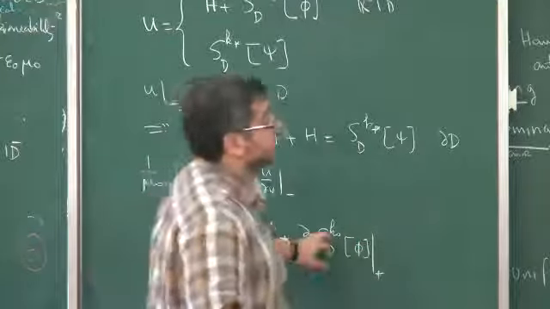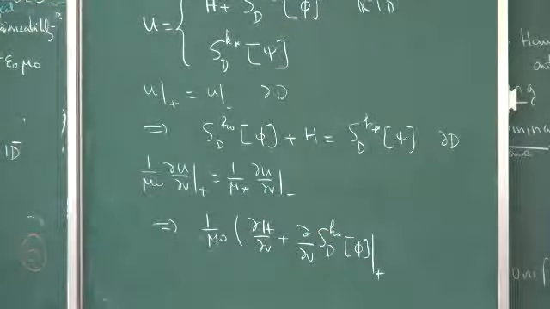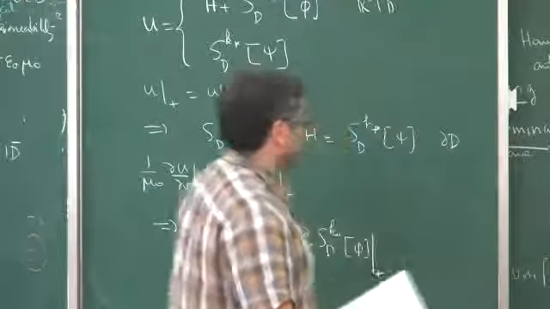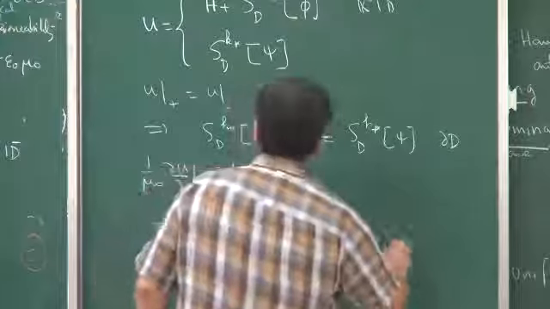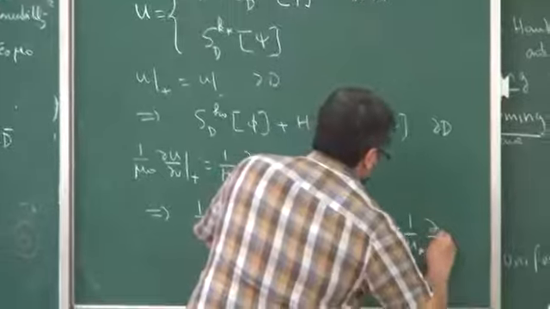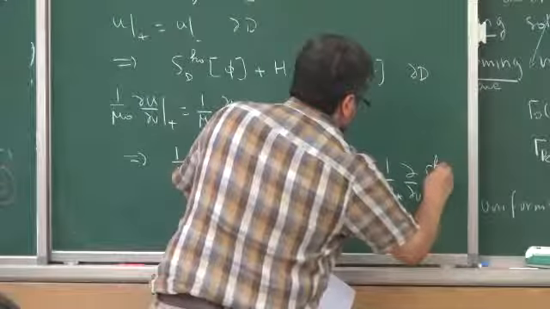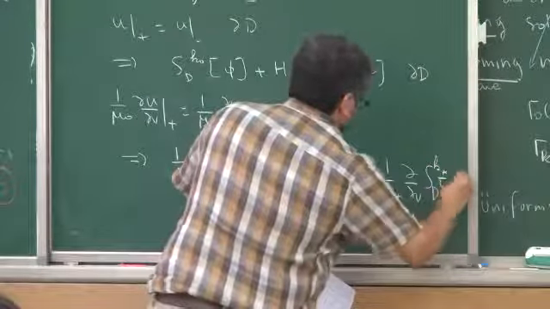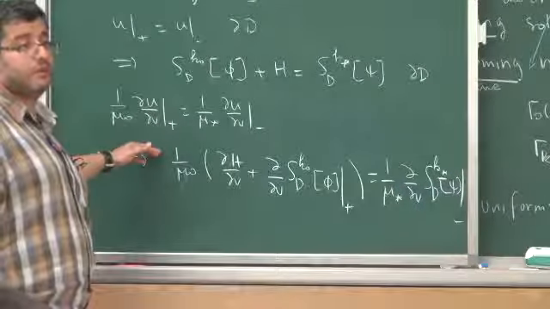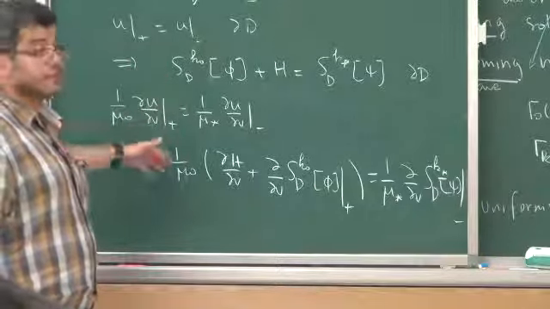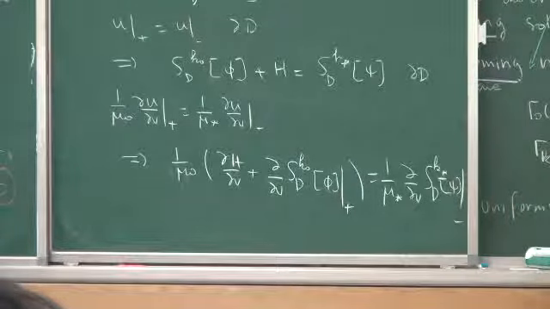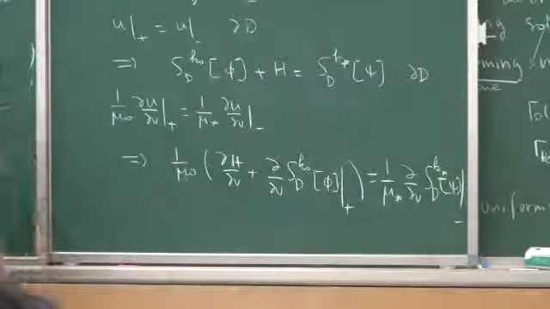Actually, we can express it using the trace formula here. It's just one half plus K_D^{k0 star} of phi. And this is equal to 1 over mu star times the normal derivative of the single layer potential S_D^{k star} of psi, minus. Now you have two equations and two unknowns, phi and psi. And actually this system has a unique solution provided some conditions.